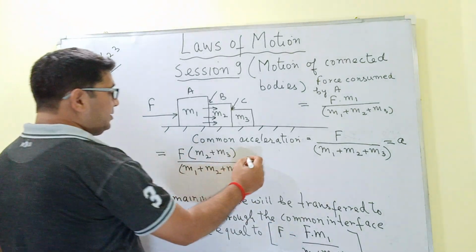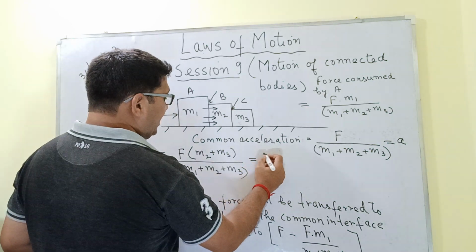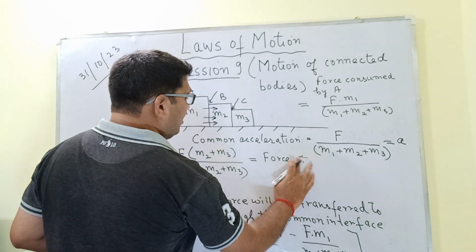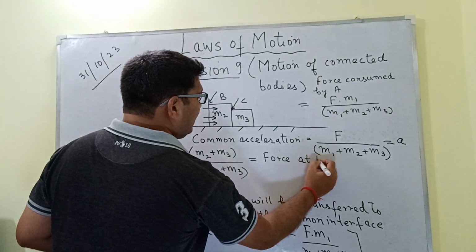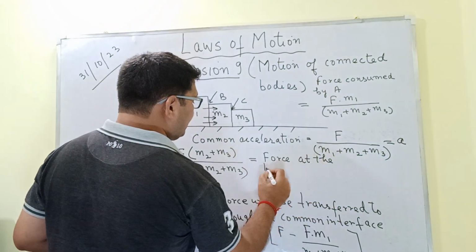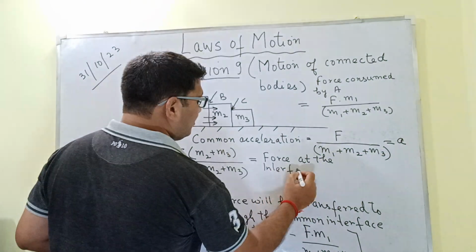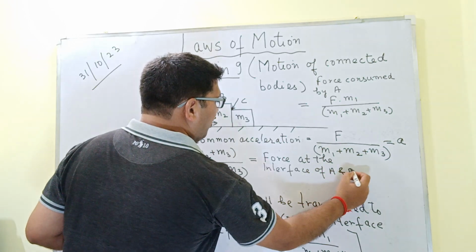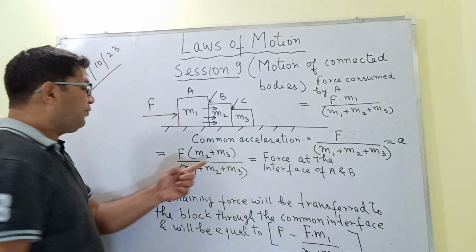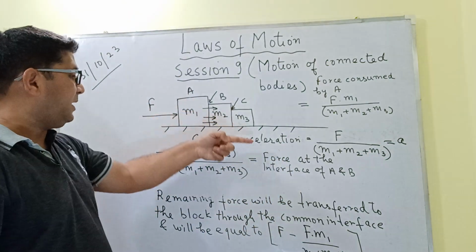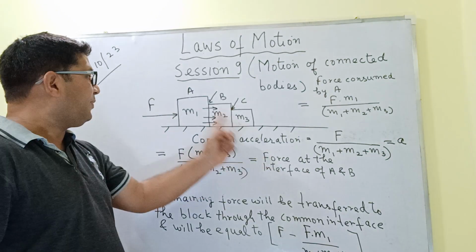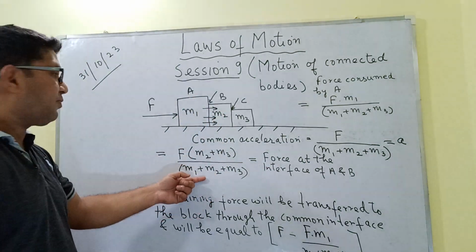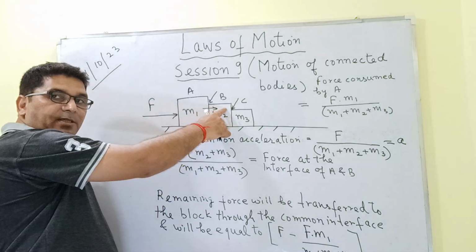So I have taken F as common. So this is the force at the interface of A and B blocks. ठीक है. So this is the force which will be acting at the interface of this block A and block B, and this is the force which will be transferred to the block B.